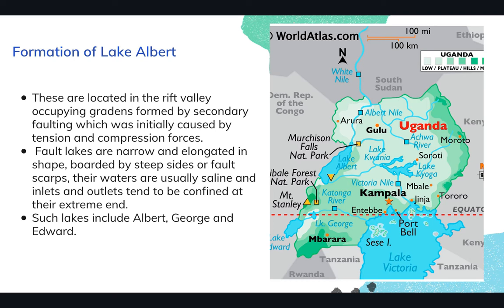occupying grabens formed by secondary faulting, which was initially caused by tension and compression forces. Fault lakes are narrow and elongated in shape, bordered by the steep sides of fault scarps. Their waters are usually saline, and the inlets and outlets tend to be confined at their extreme ends. Such lakes include Albert, George, and Edward. These are the lakes that we're seeing right here.